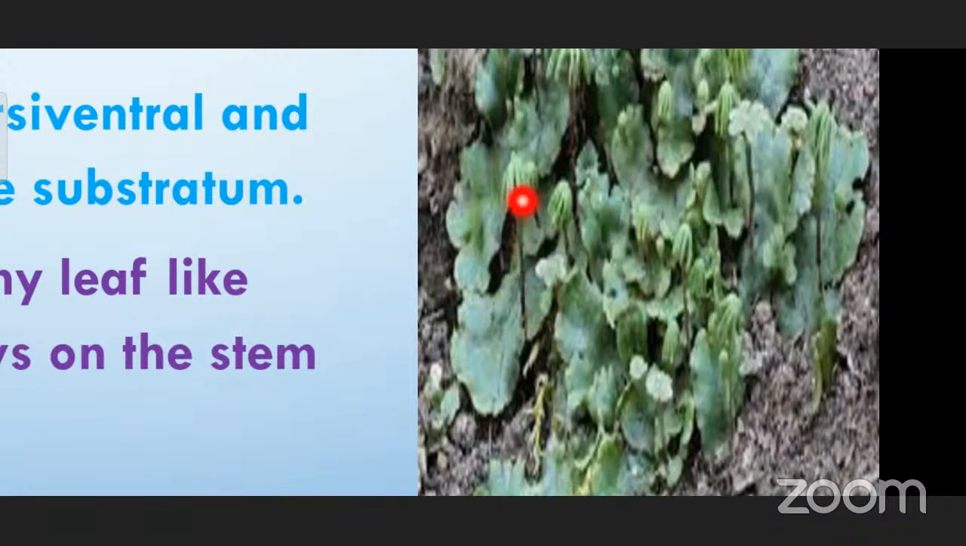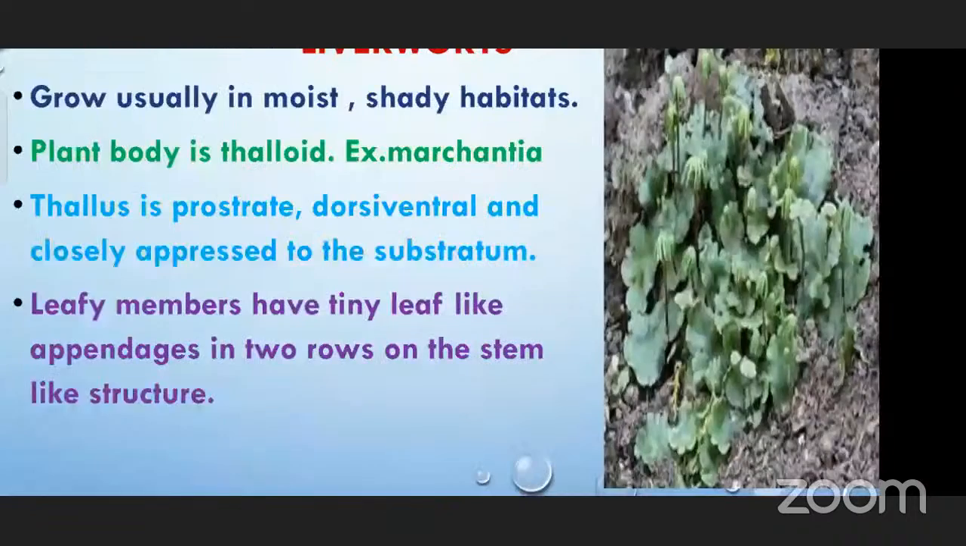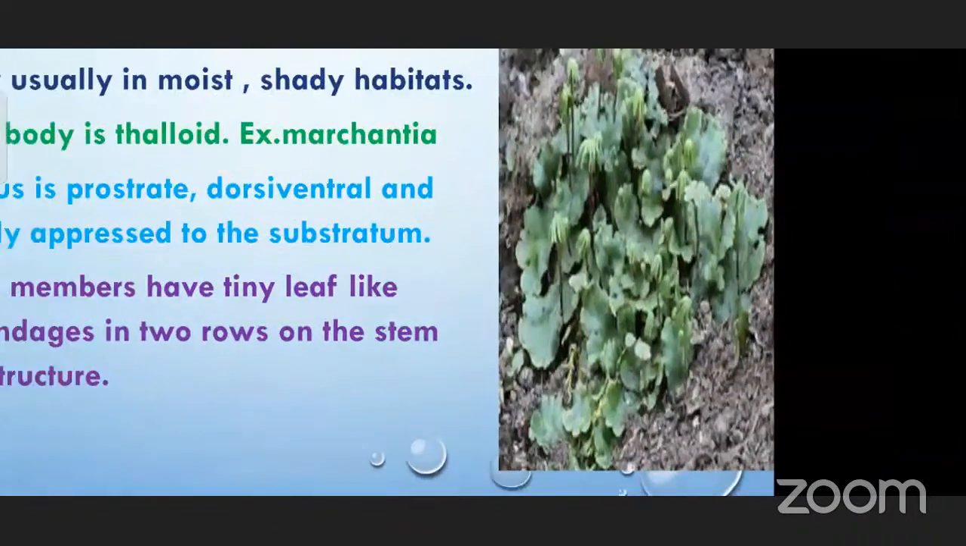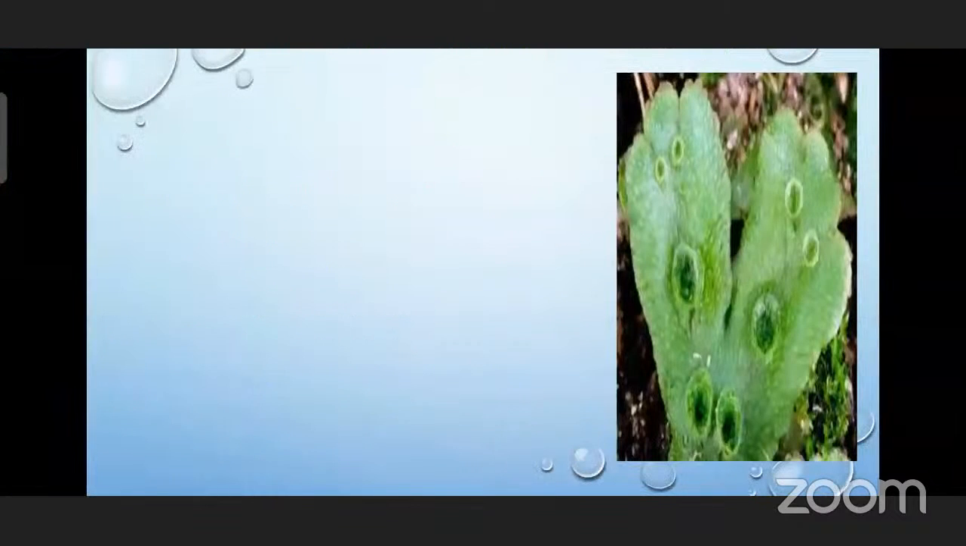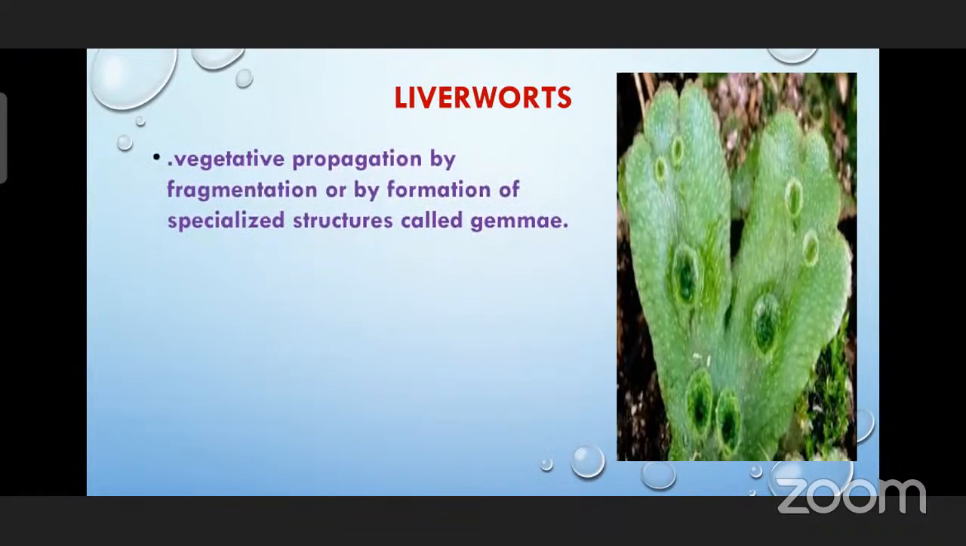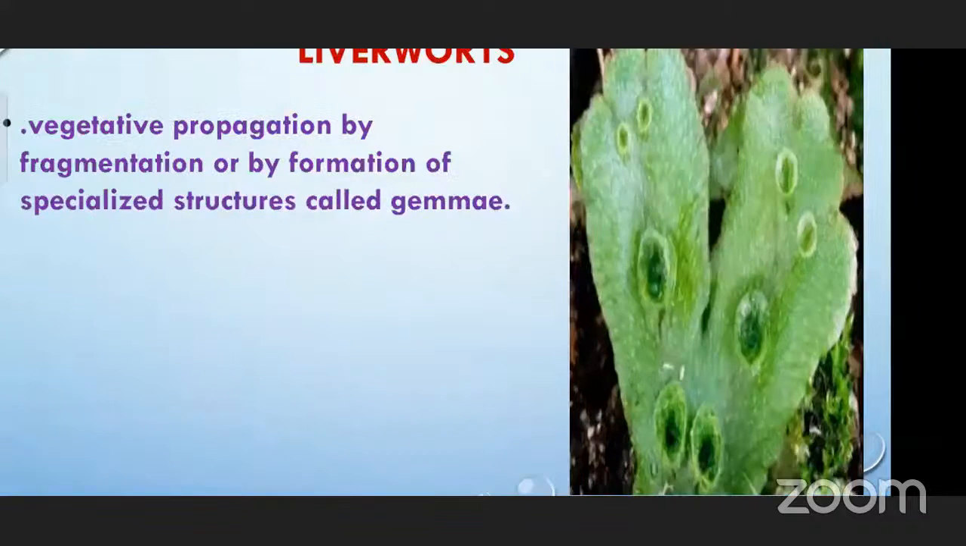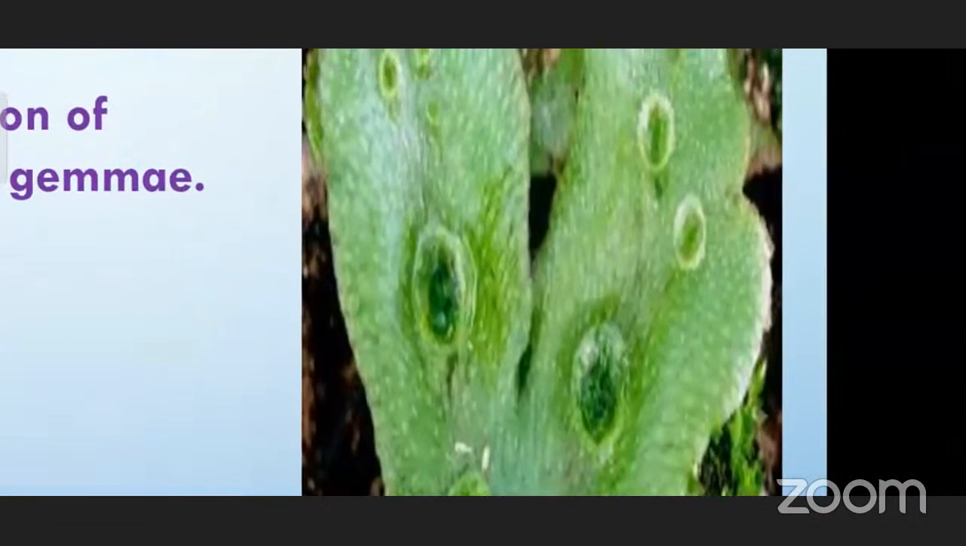So they have a long body which bears the jacketed sex organs, that is the antheridium and archegonium. Both look similar here. Vegetative propagation is by fragmentation or by the formation of specialized structures called gemmae. These are small cup-like structures you can see on the thalloid body.